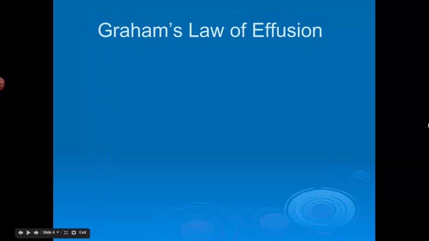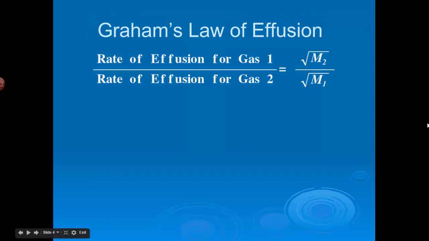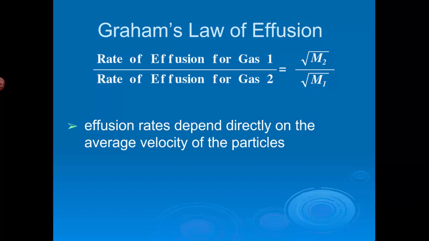Okay. Now, effusion is governed by Graham's law, and Graham's law is fairly simple. It's a ratio. So we look at the rate of effusion for gas 1 compared to the rate of effusion for gas 2, and that's going to be equal to the square root of the molar mass of gas 2 over the square root of the molar mass of gas 1. Pretty straightforward.